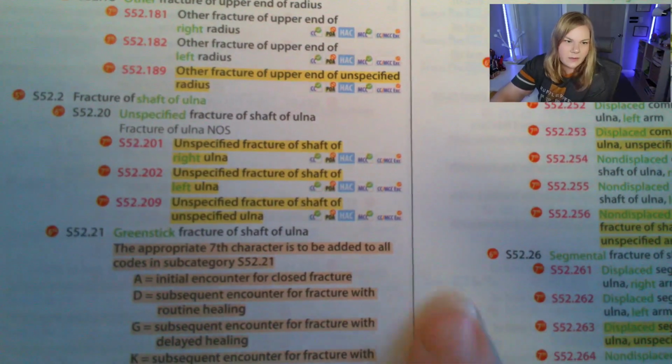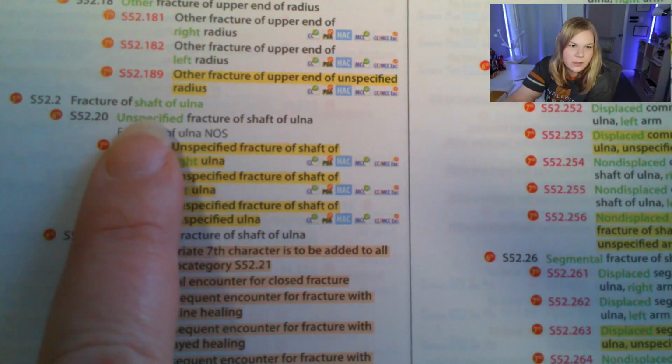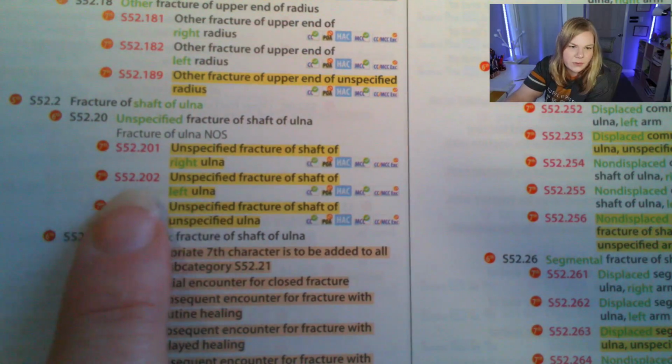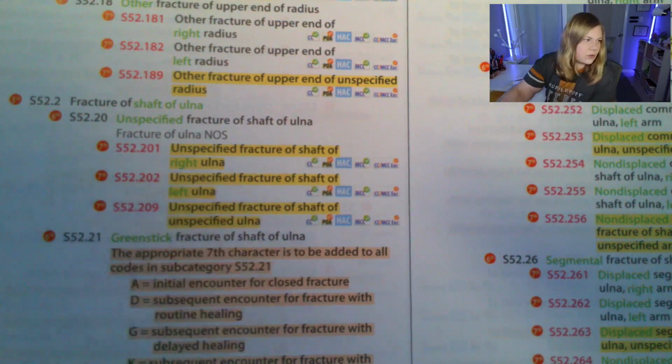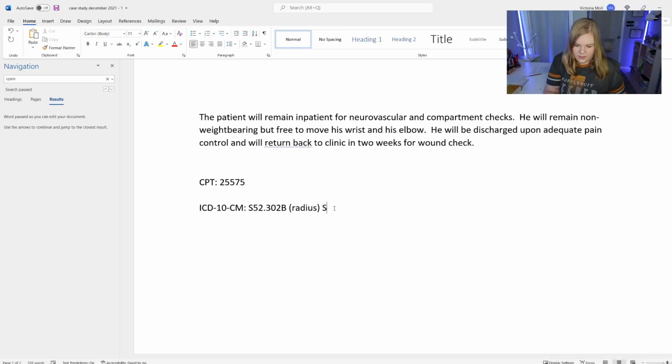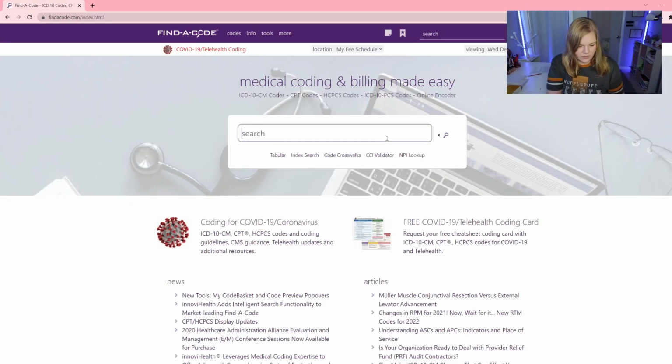S52.202 is our ulna left, so S52.202B would be our ulna. Actually, let's take a look and see if we could find them with Find a Code.